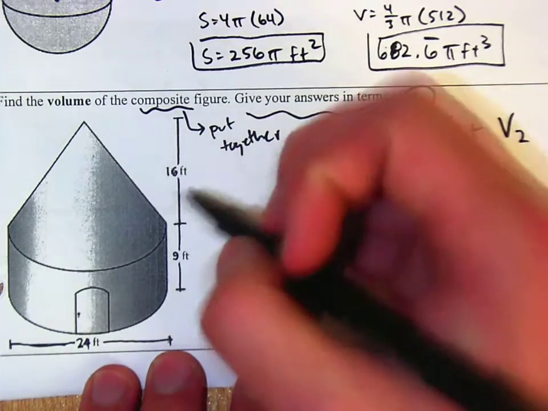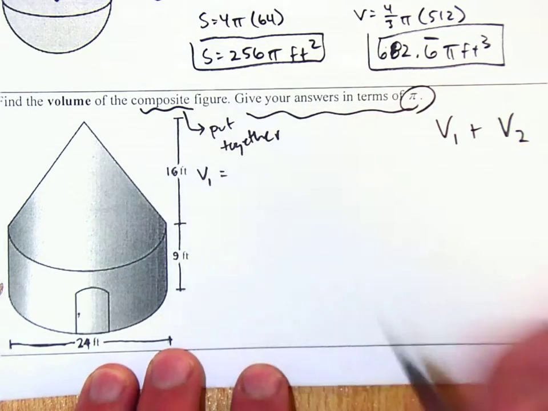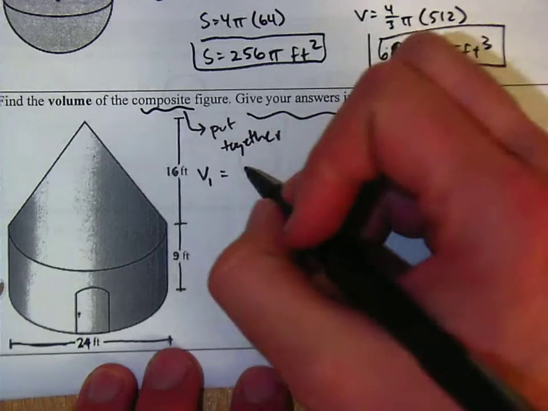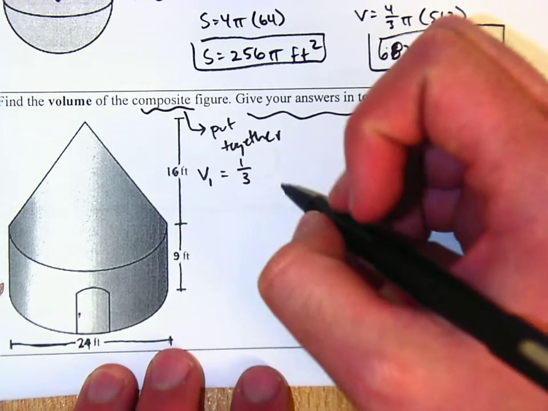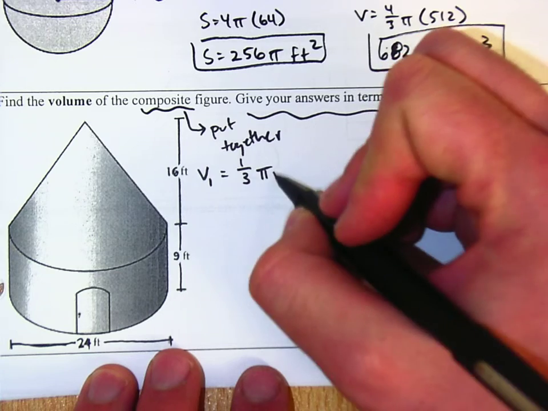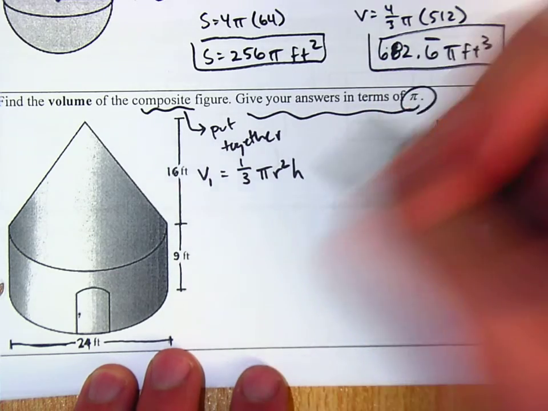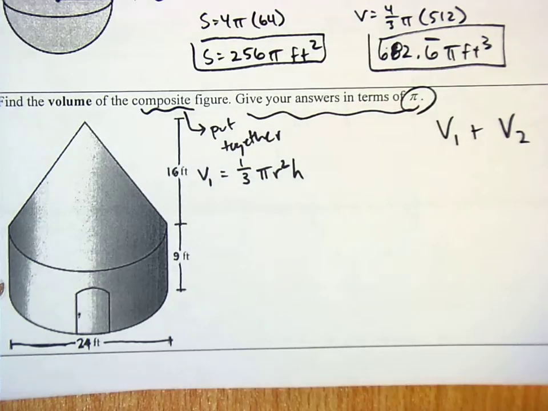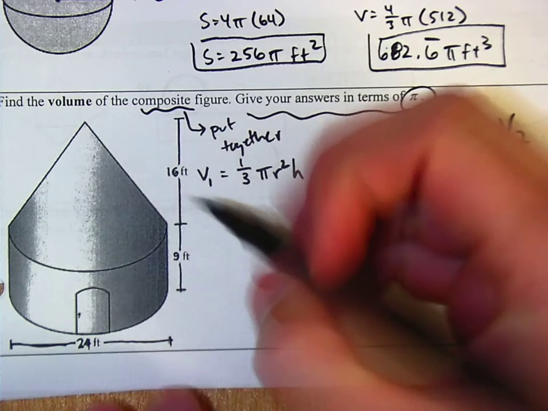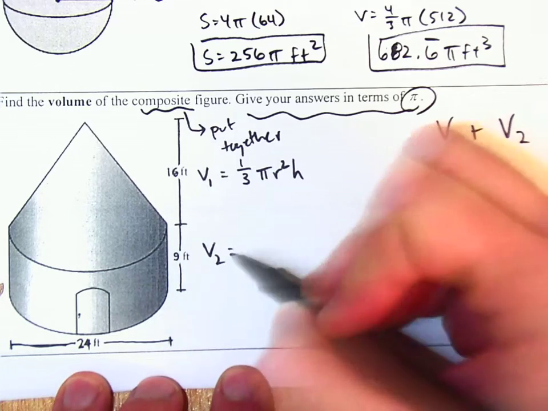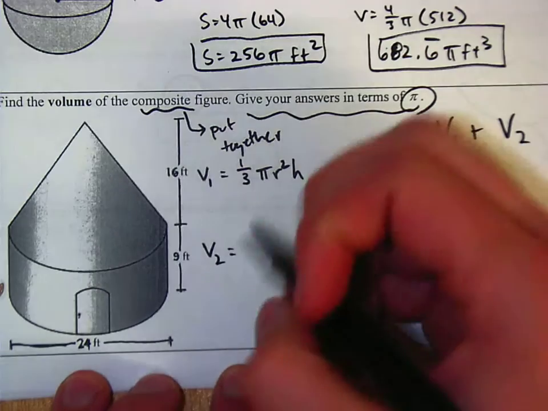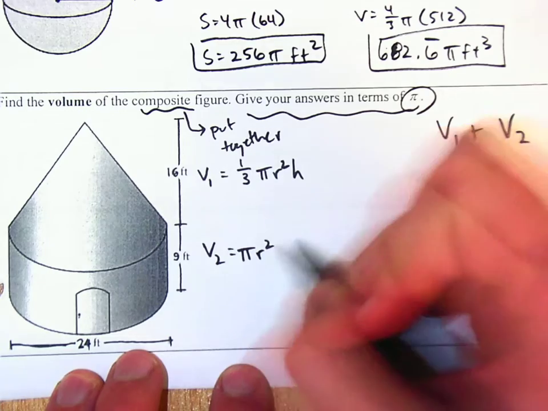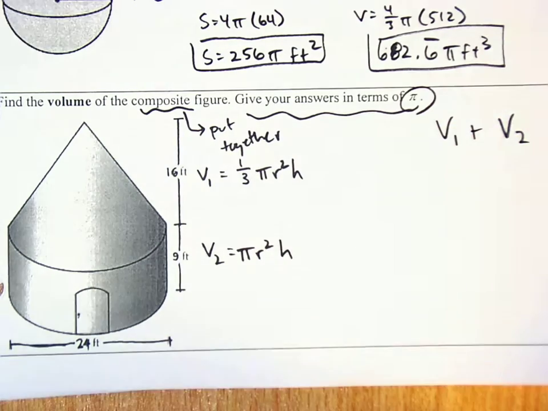So over here, the first volume, well, that's a cone, right? That thing is a cone. So to do the volume of a cone, I do 1/3 area of the base, pi r squared, times height. And then this thing down here is a cylinder, so I'm just going to do the area of the base, pi r squared, times h height. So there we go, we're all set up.